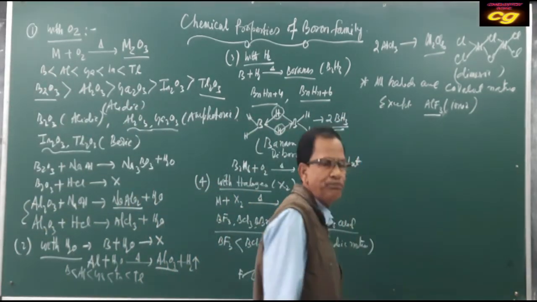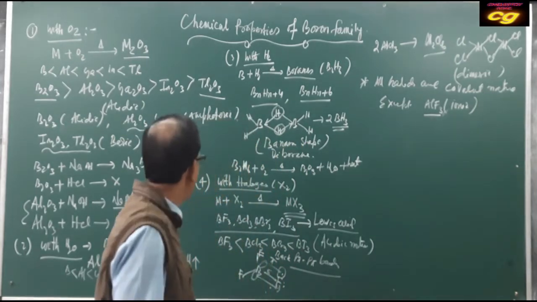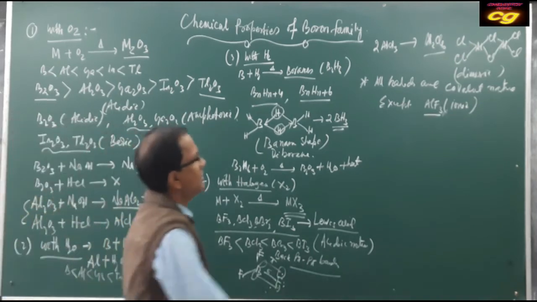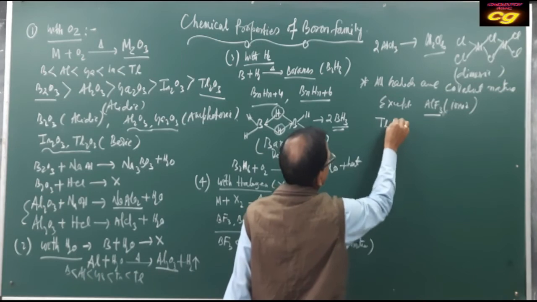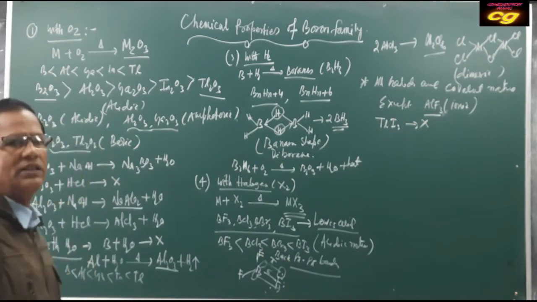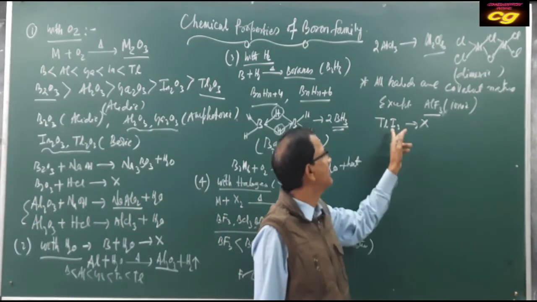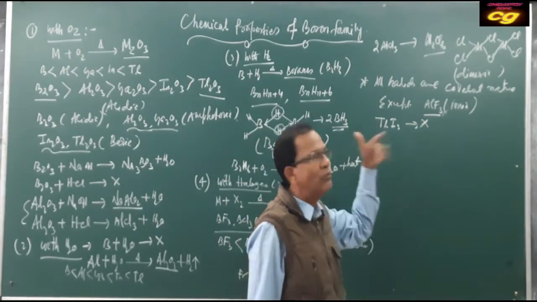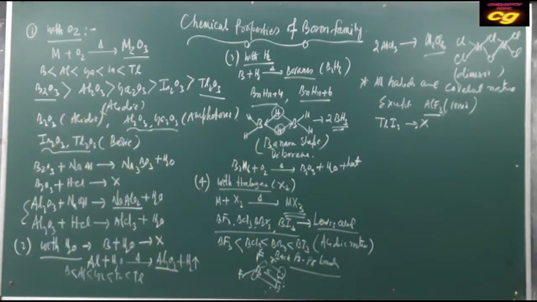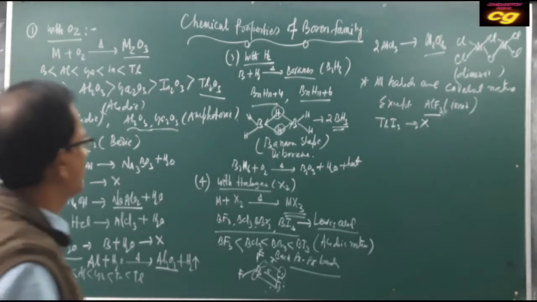And regarding stability of halides, thallium triiodide is almost impossible. Thallium triiodide generally does not exist, because thallium generally shows the +1 oxidation state, and thallium triiodide is very unstable. That's why it decomposes. So this is the formation of halides with halogens, hydrides with hydrogen, oxides with oxygen, and also nitrides.